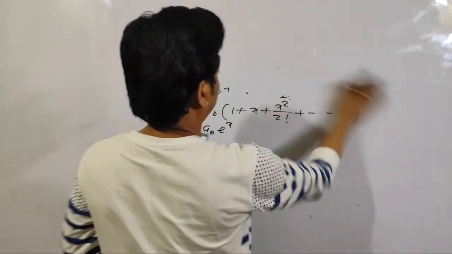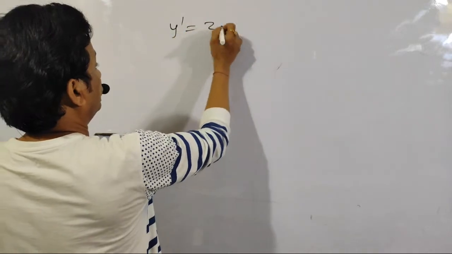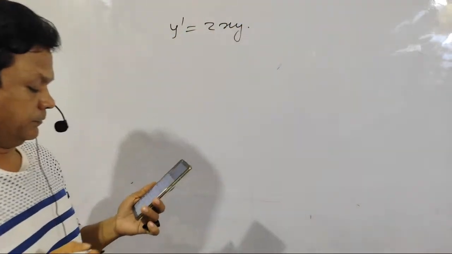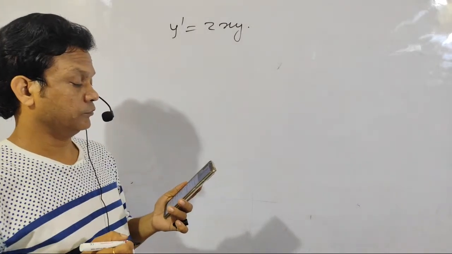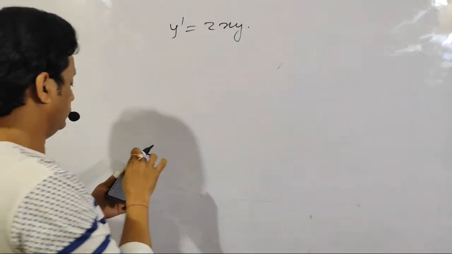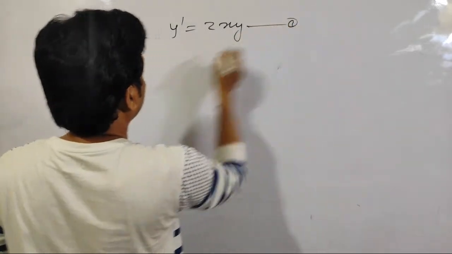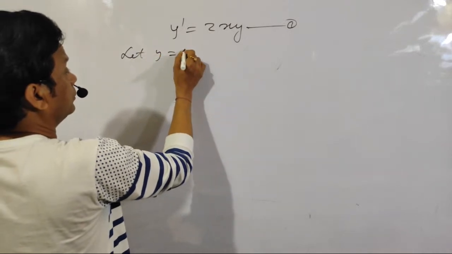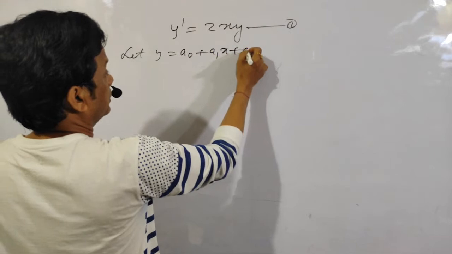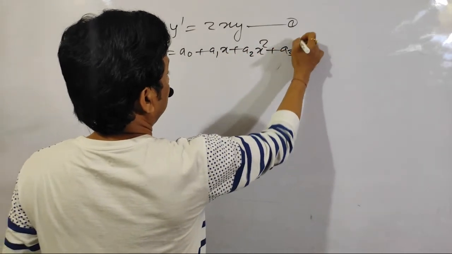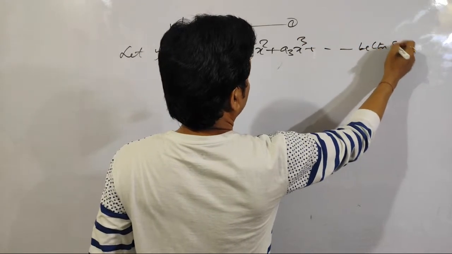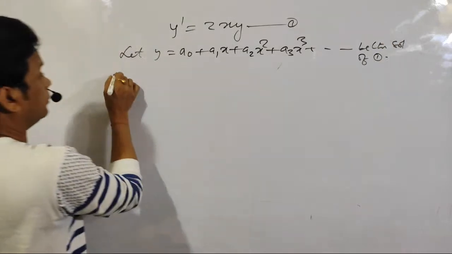Okay. Another question. y dash is equal to 2xy. This problem I am going to solve. See here, same procedure. Let y is equal to a0 plus a1x plus a2x square plus a3x cube plus so on be the solution of 1.